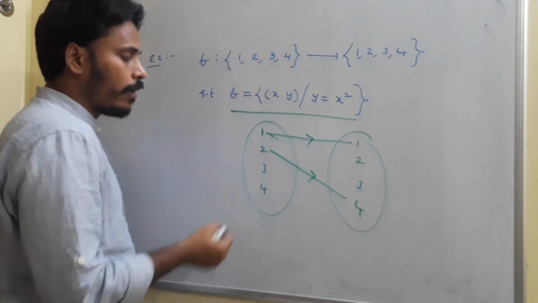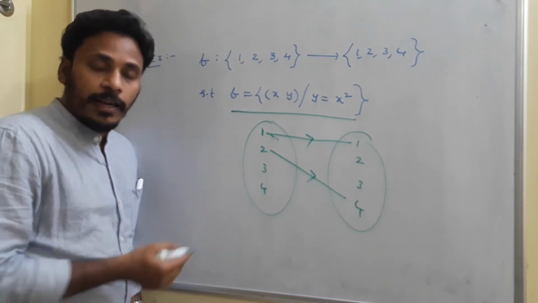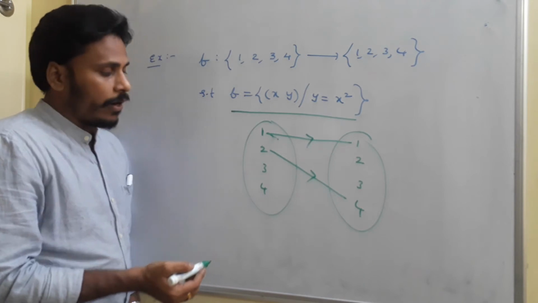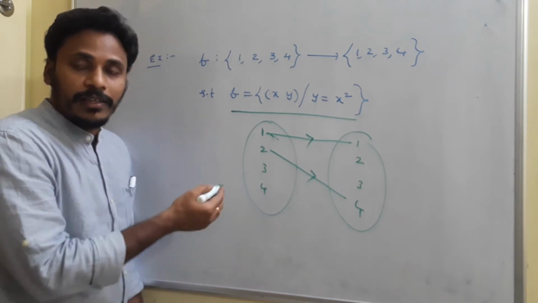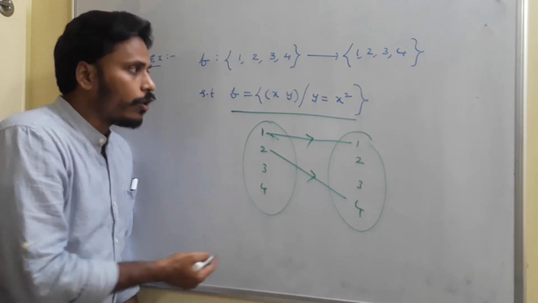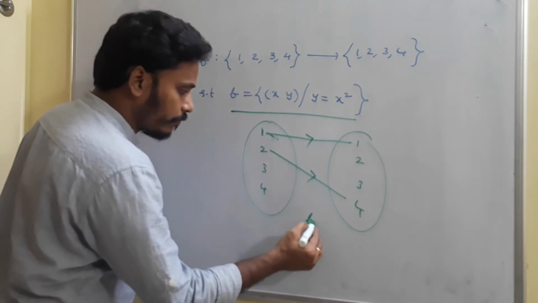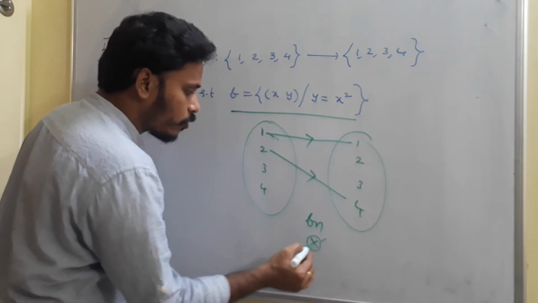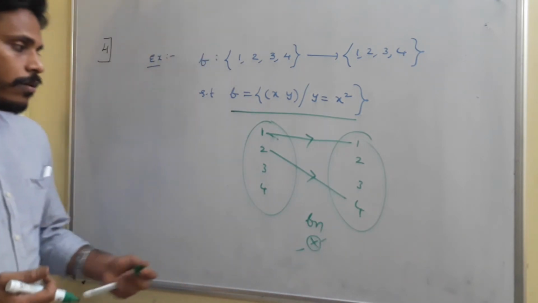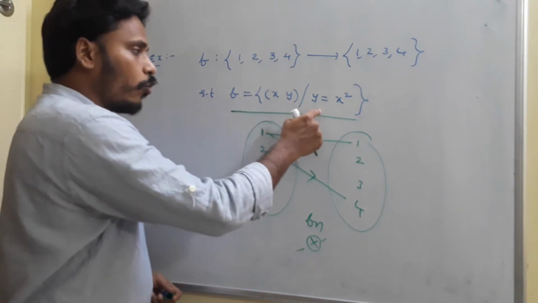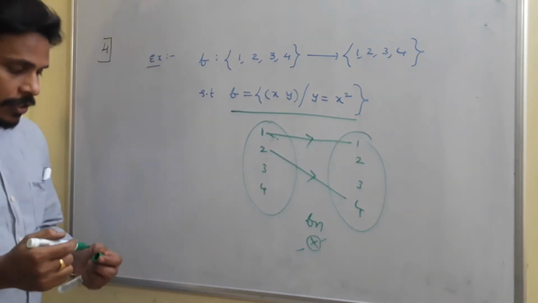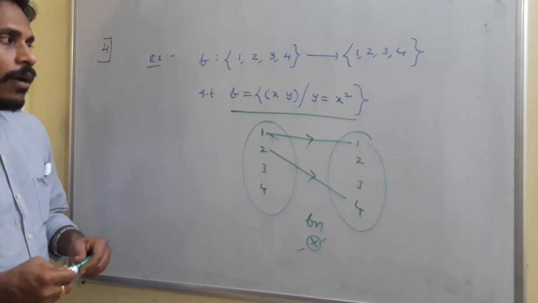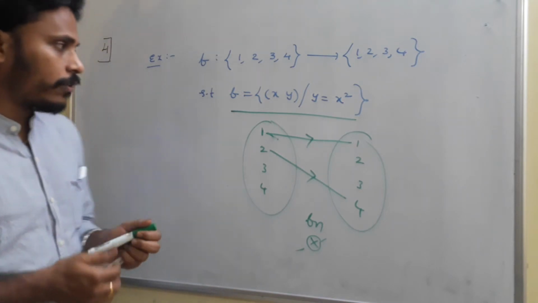Right. For 3 and 4, are there any elements for this? There are no elements to connect 3 and 4. So it won't become a function, since there are no elements to connect 3 and 4 with this particular rule. We don't have a function here. Or otherwise I will give you another definition.